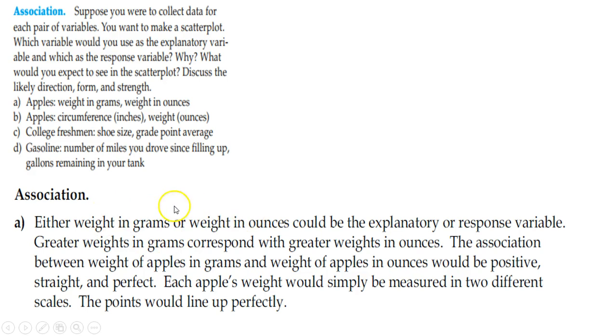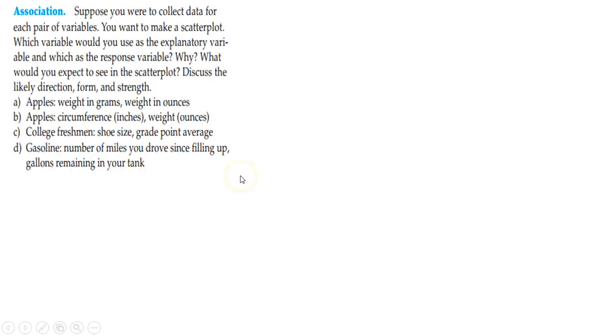In grams versus ounces, it's the same weight just on either axis, right? The association between them would be positive and straight, and it would actually be perfect because there's a conversion. You would just convert one into the other. Each apple's weight would simply be measured in 2 different scales. The point would just be a straight line, more than likely, right? It's this many grams versus this many ounces, and as the apple gets bigger gram-wise, it should also get bigger weight-wise with a straight-up conversion.